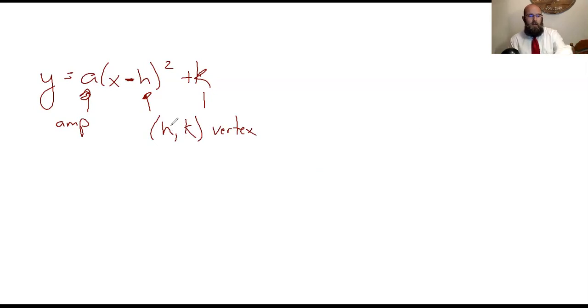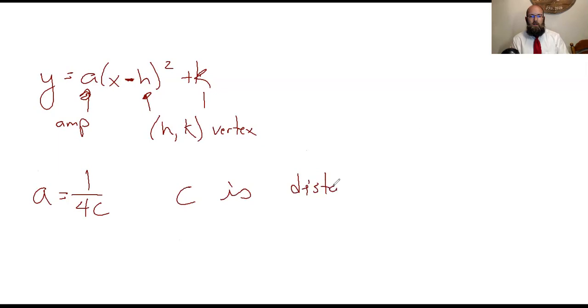I do want to point out another formula, and this is going to come into play later, but you should write it down now. So a equals 1 over 4c. c is the distance between our vertex and our focus.